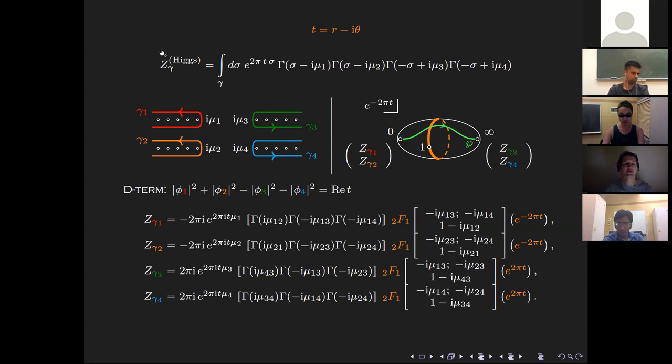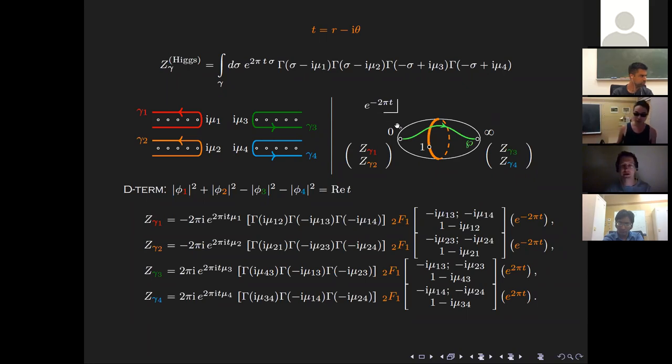This is an expression for the Higgs branch partition function on a disk, and we easily recognize it as a Barnes integral representation for the hypergeometric function. By choosing different integration cycles, we get different sets of hypergeometric functions. The parameter space is parameterized by this complexified phi parameter T, and it's better to exponentiate it, since the argument of the hypergeometric function is exponentiated. So this is a sphere with three marked points, the usual marked points for hypergeometric functions: 0, 1, and infinity. And my path is this green path interpolating from 0 to infinity.